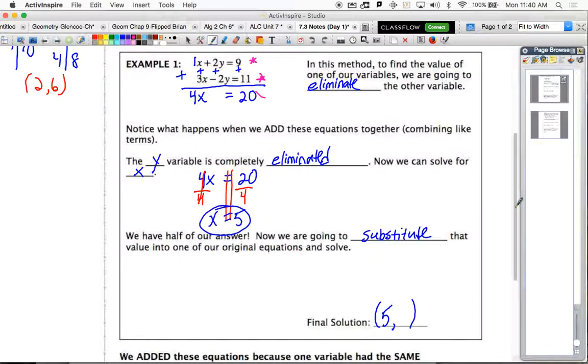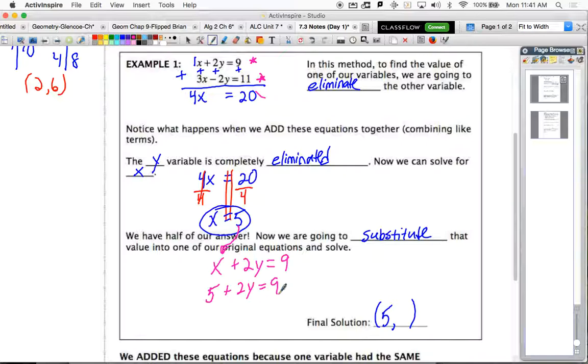Well, I'm thinking that first equation looks a little bit easier. The x plus 2y, first off, we have all positive values. Secondly, we don't have a lot of coefficients, numbers in front of variables. So what we're going to do is take that 5 and simply substitute it in for x in that equation. So that means we now have 5 plus 2y equals 9.